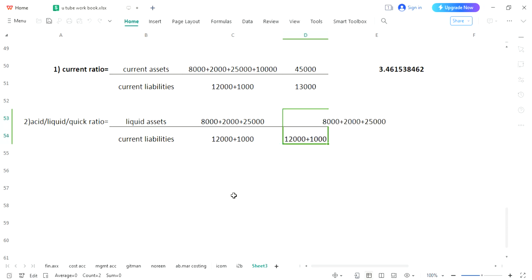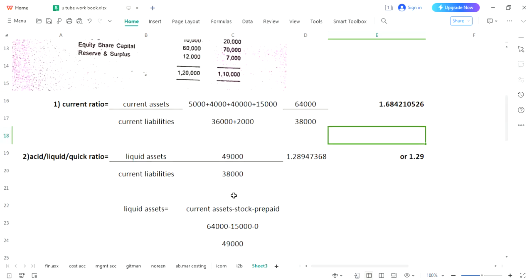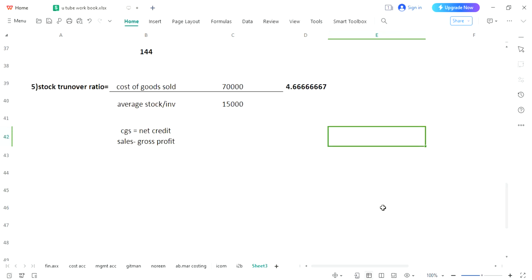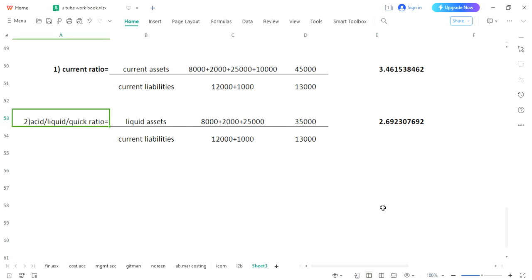Now it's time to calculate liquid assets first, calculated. And now we are going to calculate current liabilities for second year, also calculated. Liquid assets divided by current liabilities, so we have got 2.69 for liquid ratio, and here you can see 2.69. So in this way, for second part, acid test ratio is also calculated.